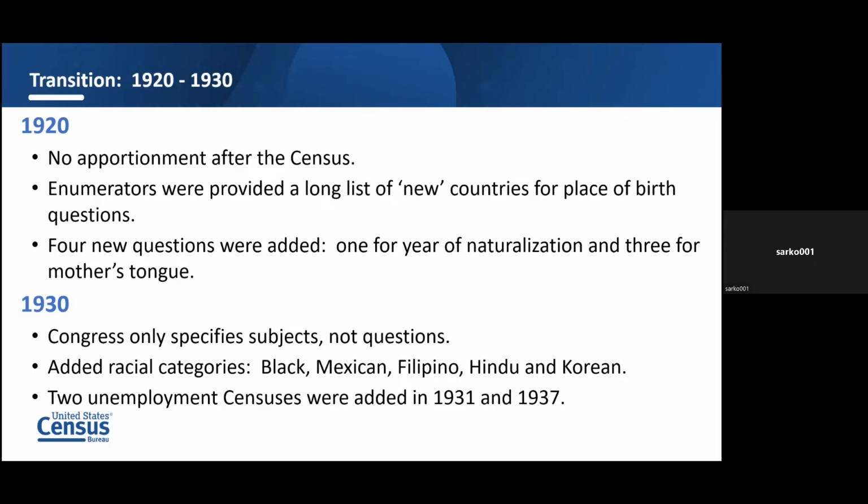1930 was the beginning of the Depression, so we had two unemployment censuses in 1931 and 1937. These were of mixed use because they were self-reported. So we didn't get as strong a statistical probability as we would like for those unemployment surveys.